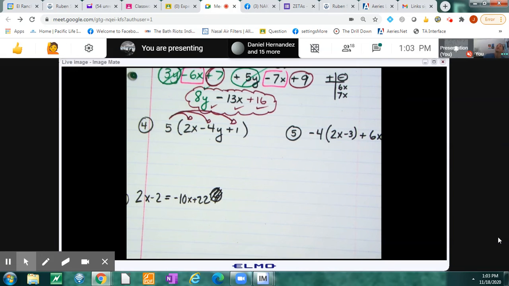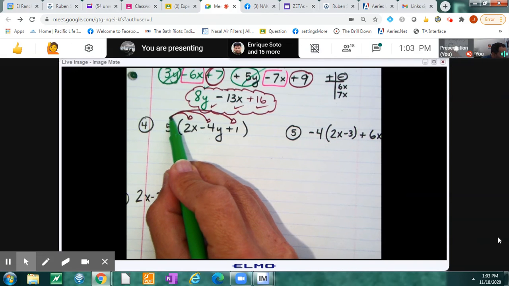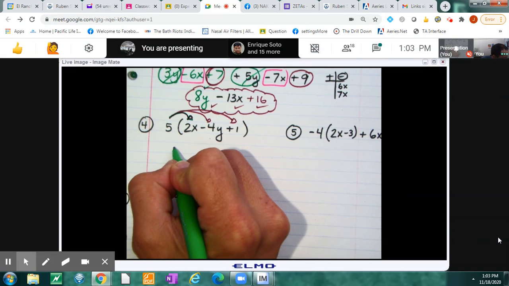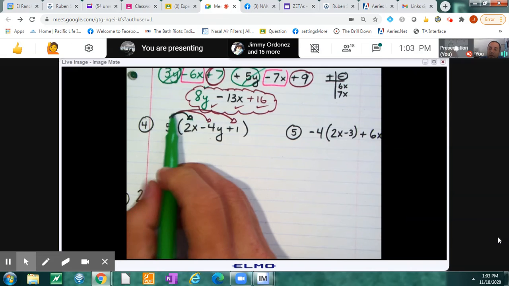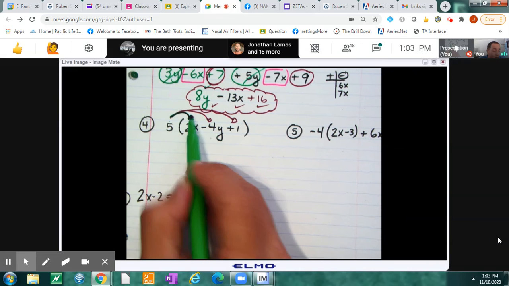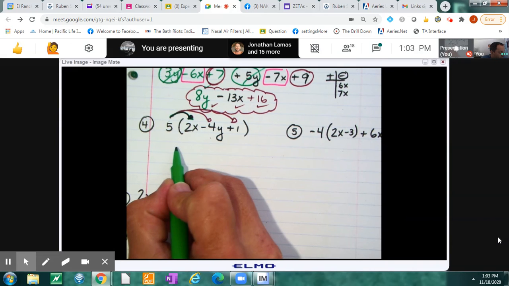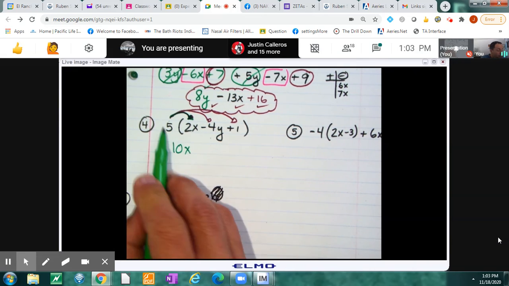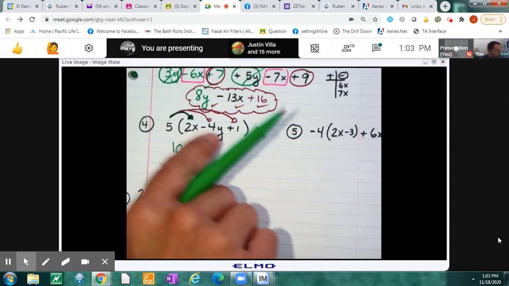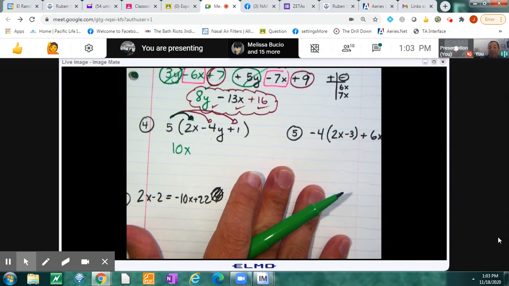So the first one, let's see. Justin Calleros. What would be the first one when I'm following the small arrow and I'm multiplying? What was the question? Oh, the question. When I multiply and I follow the first arrow using the distributive property, what would be my answer? 10x. Very good. Good job. So remember, you're multiplying by a positive, so all the signs stay the same, remember? All the signs stay the same except the number, because now you're multiplying by 5.